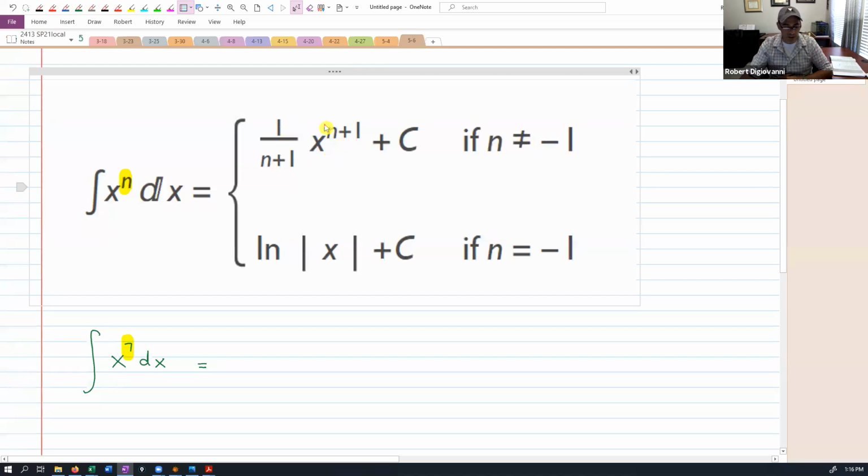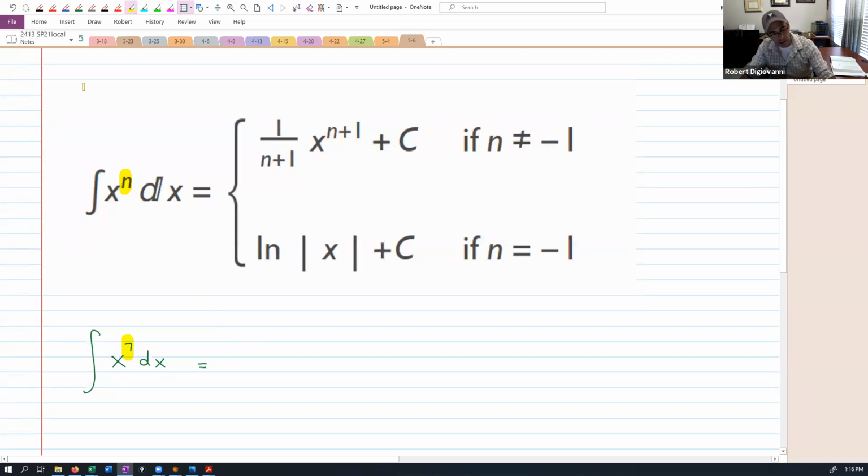So we would be using this top one, which says we need to do 1 over whatever the power was plus 1. So 7 plus 1: 1 over 7 plus 1, x to the 7 plus 1, plus c, which gives us 1/8 x to the 8th plus c. And that's the formula we came up with last class. I think Elise was the one who said you see a pattern, you add 1, and you multiply by 1 over that on the outside. That's basically the power rule. This rule works for any power of x.